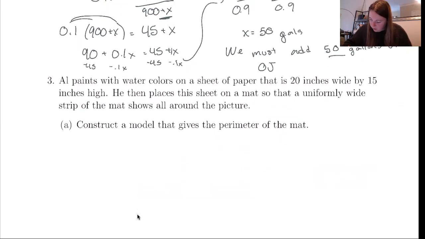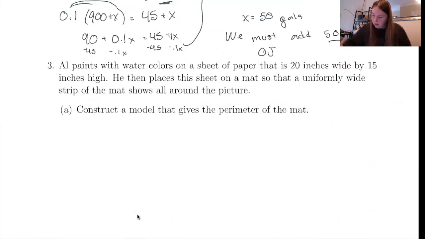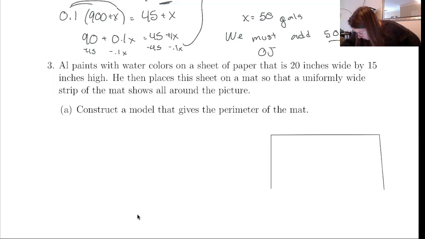All right. So I think this is our last problem. Okay, cool. Then Duke's going to the vet. All right, cool. So Al paints with watercolors on a sheet of paper that is 20 inches by 50 inches high. Okay, so there we go. So this we'll call 15 and this we'll call 20.